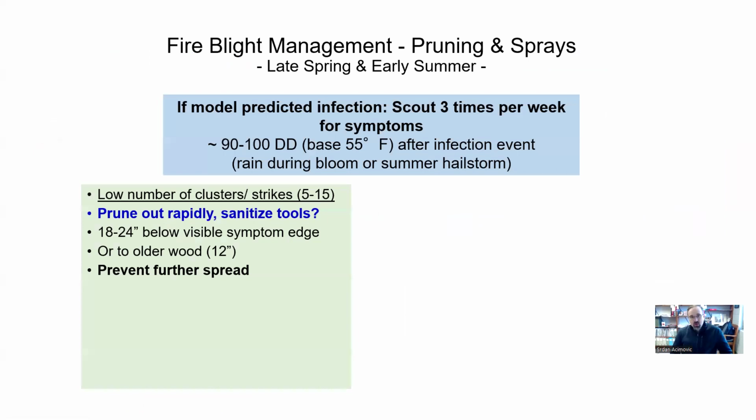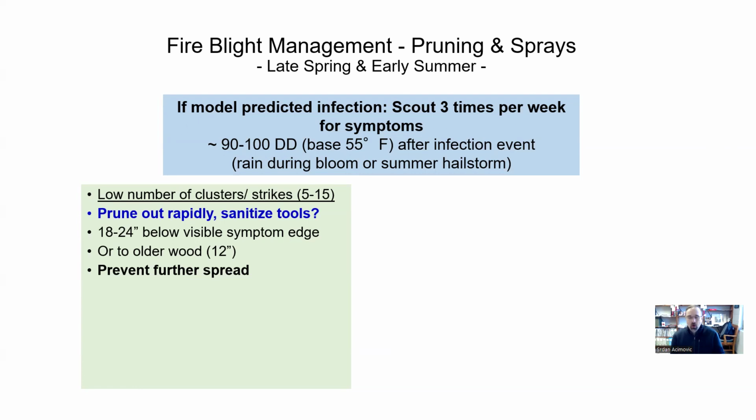If, God forbid, you do get fire blight, now you have to try to do pruning and then continue spraying certain materials that are allowed. And here I'm going to show you 2 scenarios, late in the spring and early summer. Usually, when you see the first symptoms, that's going to be about 90 to 100 degree days with a base of 55 after the infection event. So you have to keep on scouting to see whether you see more symptoms.